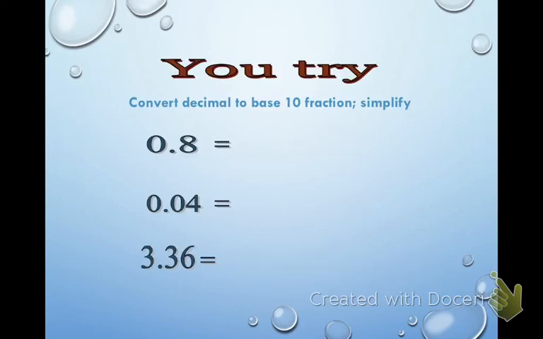Congratulations. Here we go. You try. These are your 3. These are the ones for your independent practice. Ladies and gentlemen, pause the video. Do it.